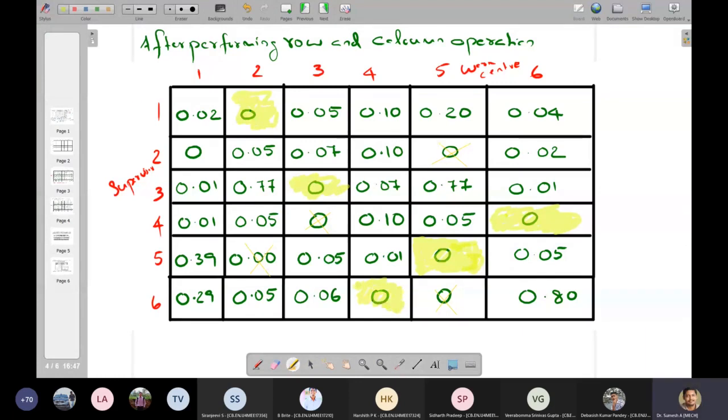Supervisor 1 is assigned to work center 2, supervisor 2 to work center 1, supervisor 3 to work center 3, supervisor 4 to work center 6, supervisor 5 to work center 5, and supervisor 6 to work center 4. That's the way you can complete the assignment.